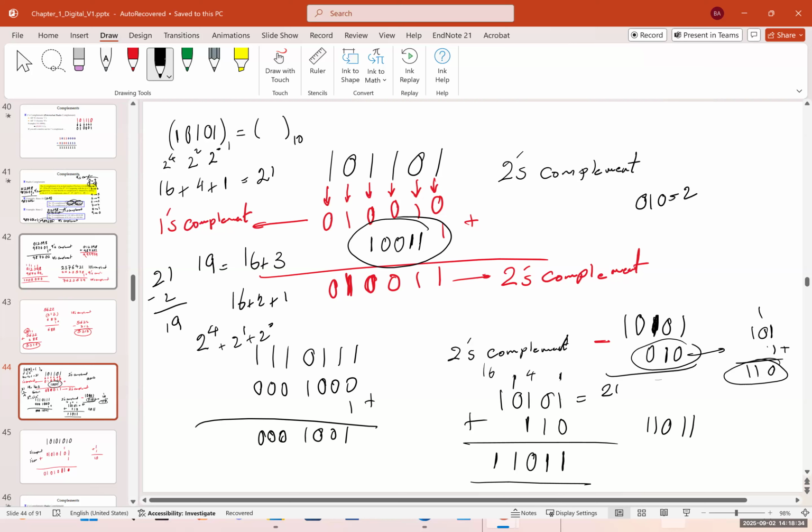Now, what is the difference between this and this? How many digits is there difference between these two numbers? Let's convert this to binary and this one. What is this equal to if I convert it to binary? Decimal. 2 to the power of 0, 2 to the power of 1, 2 to the power of 2, 2 to the power of 3, and 2 to the power of 4.